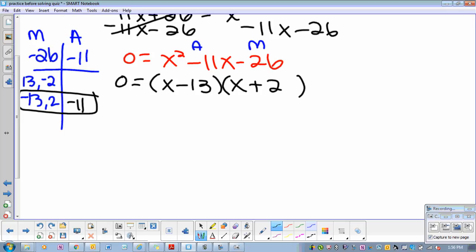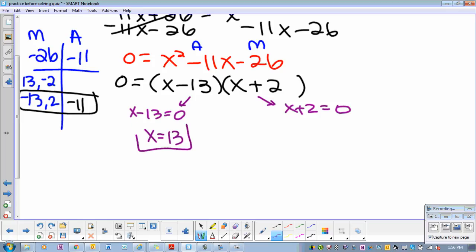And then I have these 2 factors, and they're both equal to 0. What do I need to do? Yeah, set them both equal to 0. Mini equations. Absolutely. X minus 13 equals 0, and x plus 2 equals 0. So I get two answers when I solve this. X equals what? Okay, so x equals 13 and x equals negative 2.